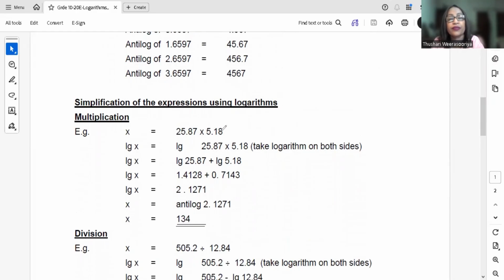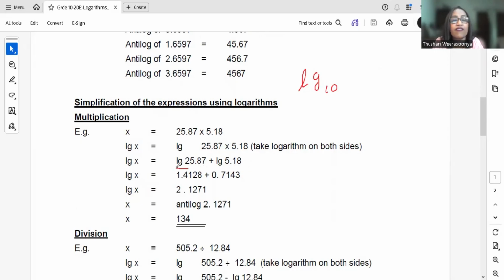25.87 multiplied by 5.18. Right? Now, first step, you take the log value of both sides. In the previous log part 1, I told you what lg is, that is base 10. You take lg of both sides. Then I can break the multiplication according to log rules. In the previous lesson, we have that. We can break it as addition.